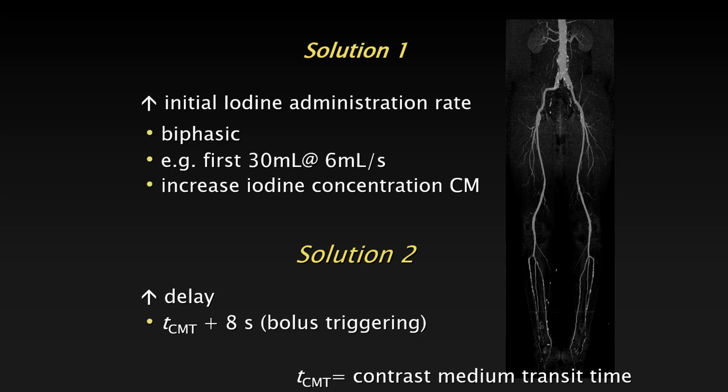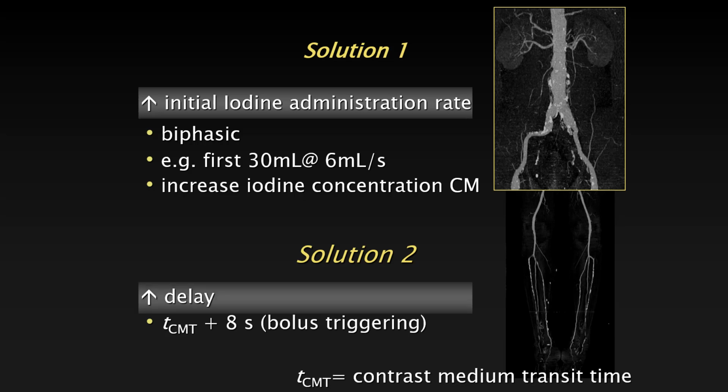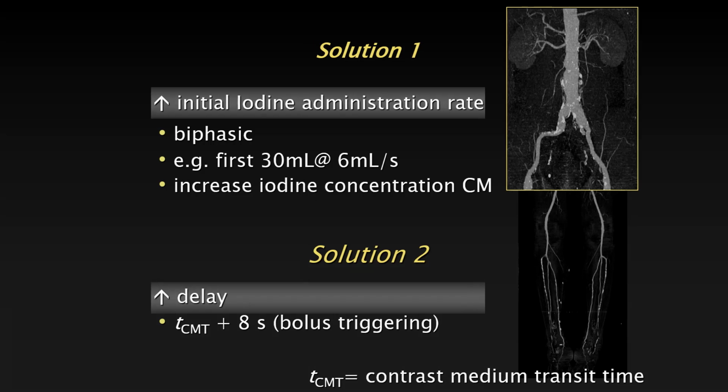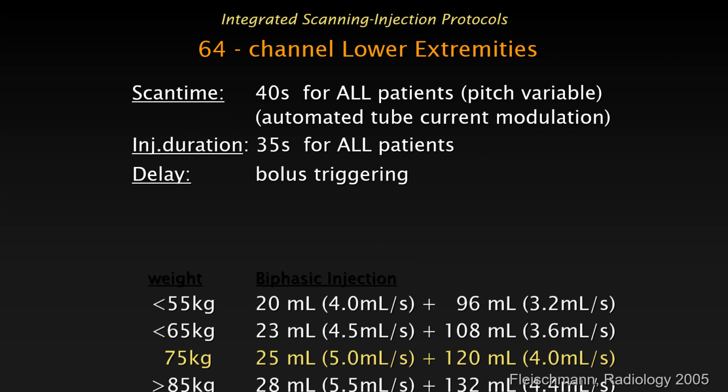One of the potential solutions is that you could just increase the initial iodine administration. So this is one of the rare situations where we still use a biphasic injection. You will start your injection faster for the first 5 seconds or so, because this will bump up your enhancement of the aorta. And another solution would be to just wait 8 seconds or even longer. The disadvantage being that you have an even longer injection. So again, this is one of the methods for how you can make your aortic enhancement better.